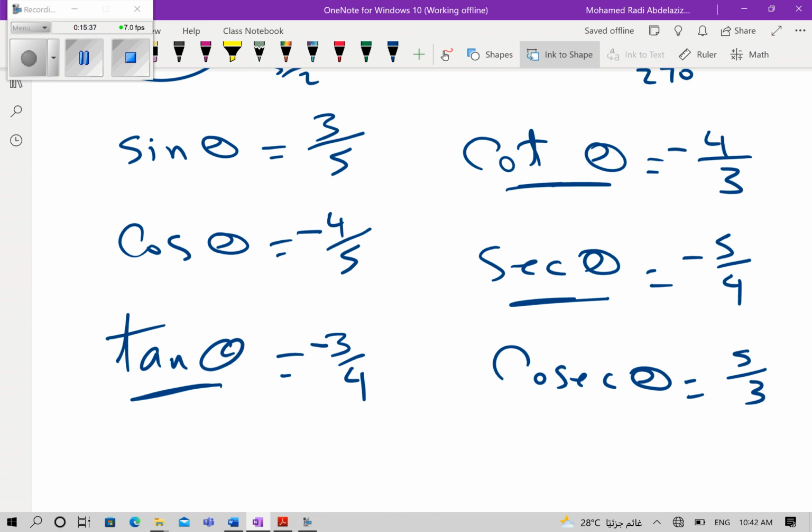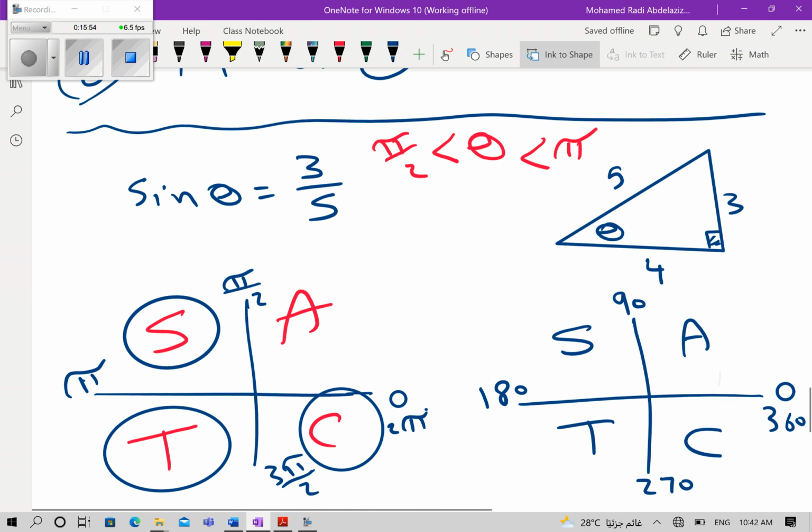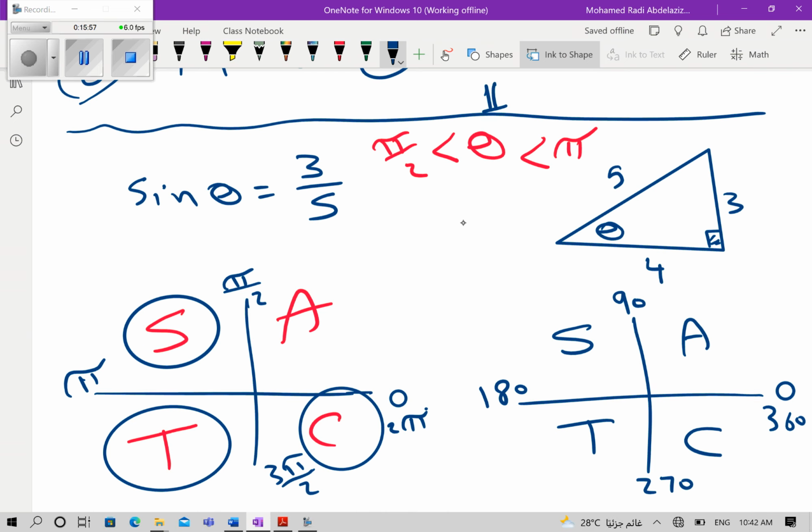Clear? Yes, your question. Why did you make them negative? Why, for example, is cosine theta negative? Okay, the angle is in the second quadrant. If it is written from pi to 3 pi over 2, that means the third quadrant. In the third, only tan and its reciprocal cotan are positive. And if the angle is in the fourth.